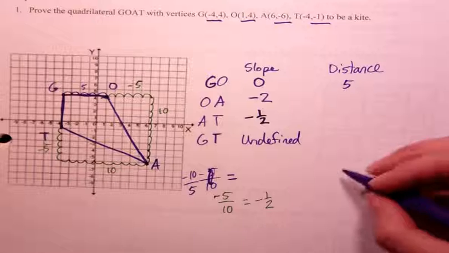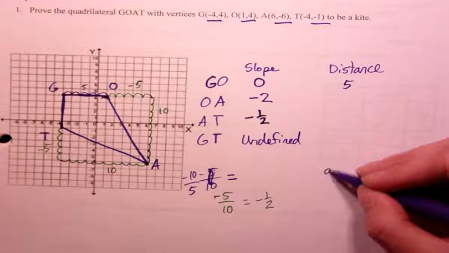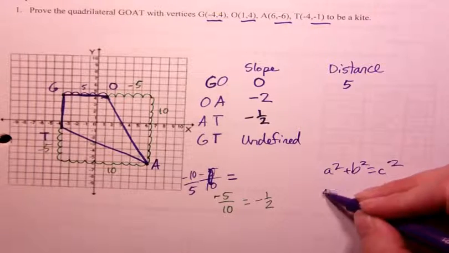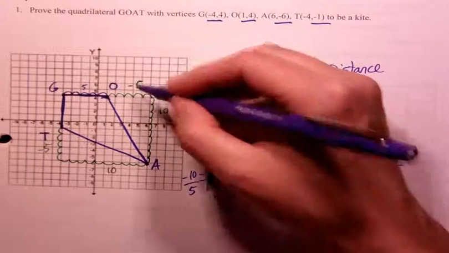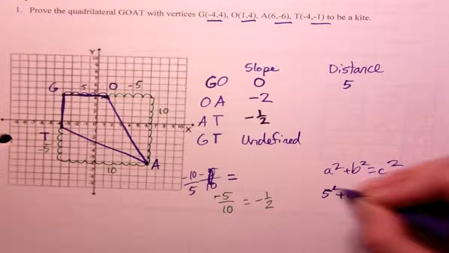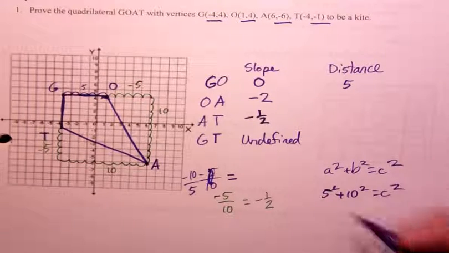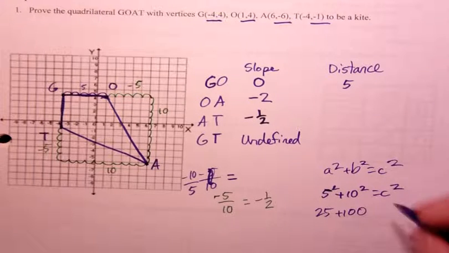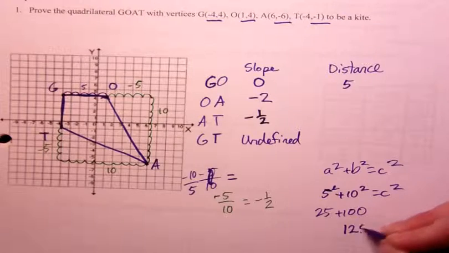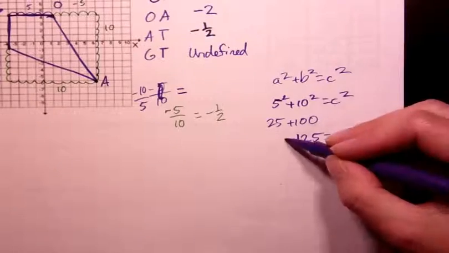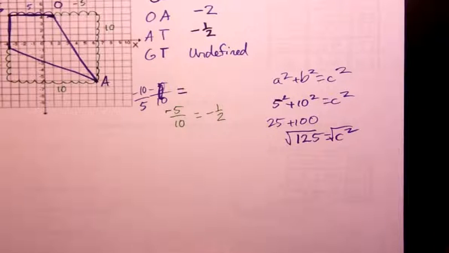Pythagorean theorem is going to be the easiest thing. So when I do a squared plus b squared equals c squared, I just take the positive numbers. The negative doesn't matter for the Pythagorean theorem. I can type it in the calculator. So 125 equals c squared. Take the square root. Is that a whole number when you take the square root of it?